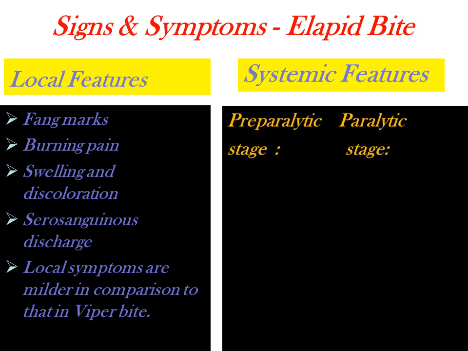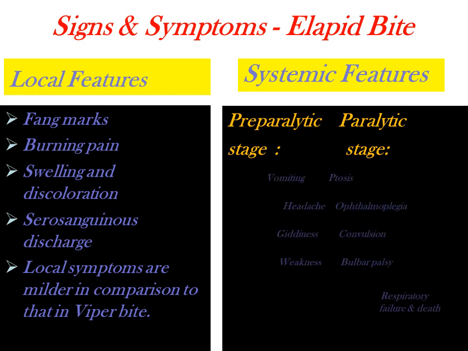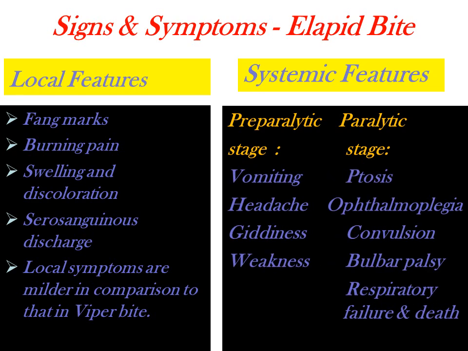What about the systemic features? The common systemic features are the paralysis. So there are two stages. We call it a pre-paralytic stage and a paralytic stage. In the pre-paralytic stage, the common signs and symptoms that we have seen are the vomiting, the headache, the giddiness, and the weakness. These are very non-specific. Again, the people try to take some medicines or try to avoid all these pre-paralytic stage features, and that causes the case fatality.